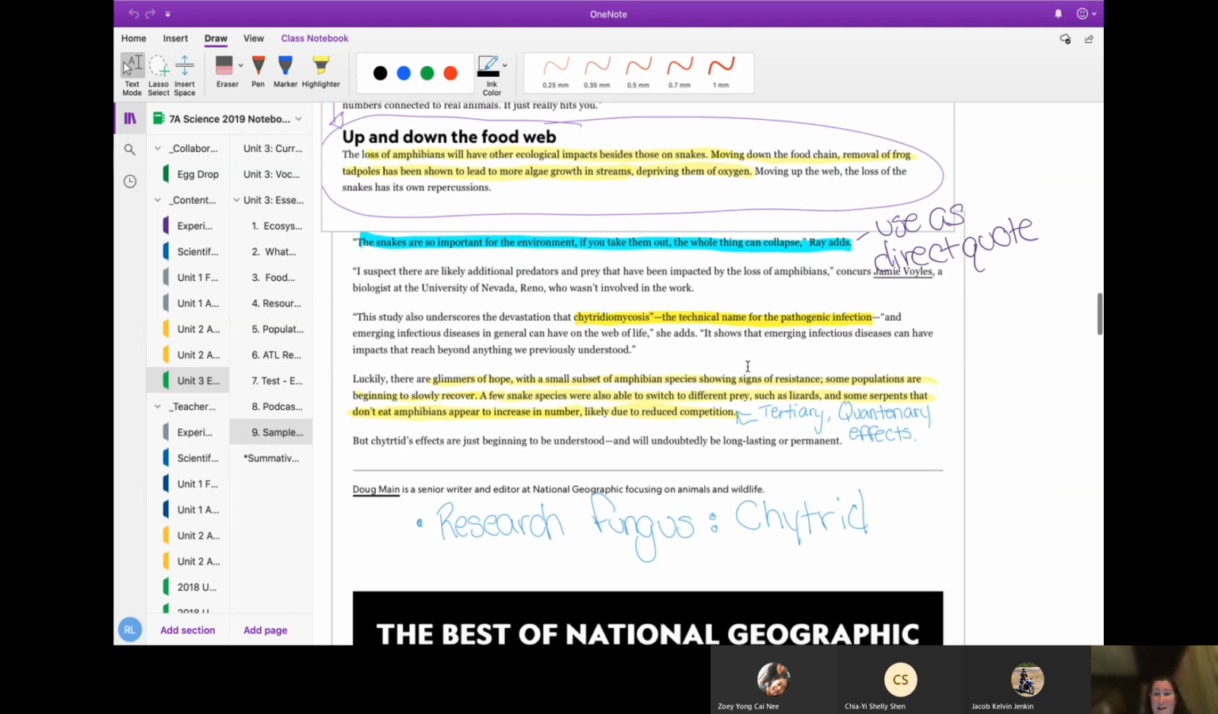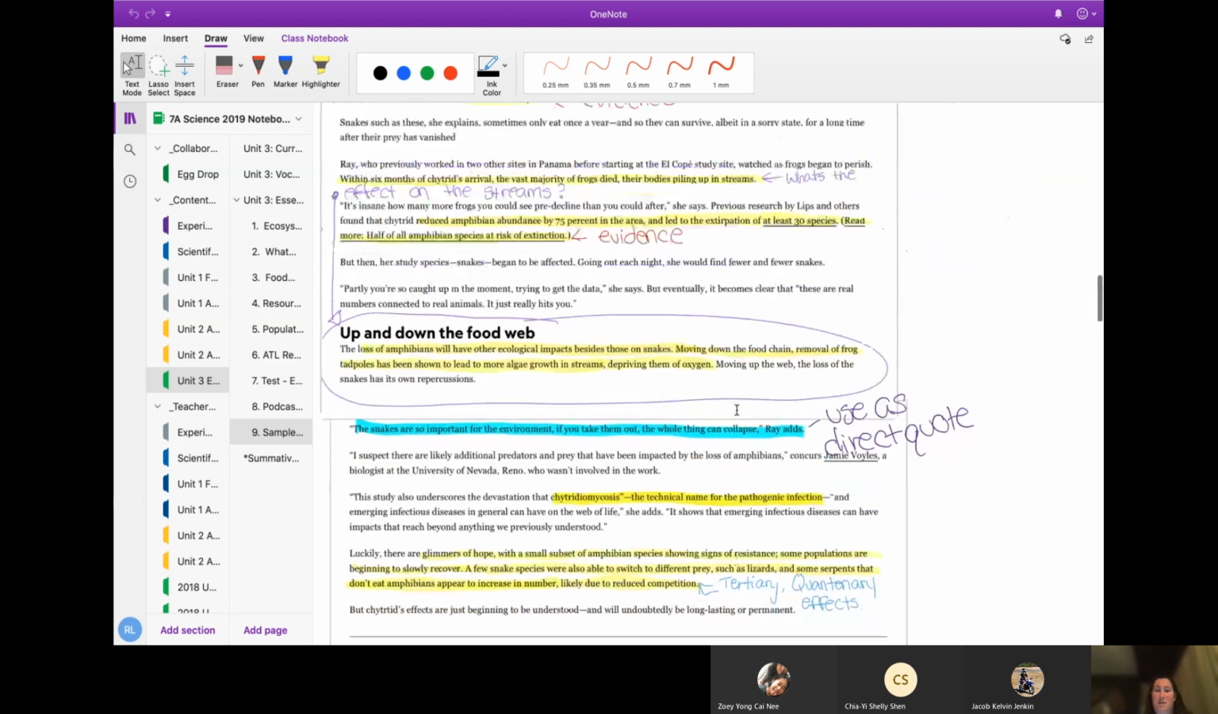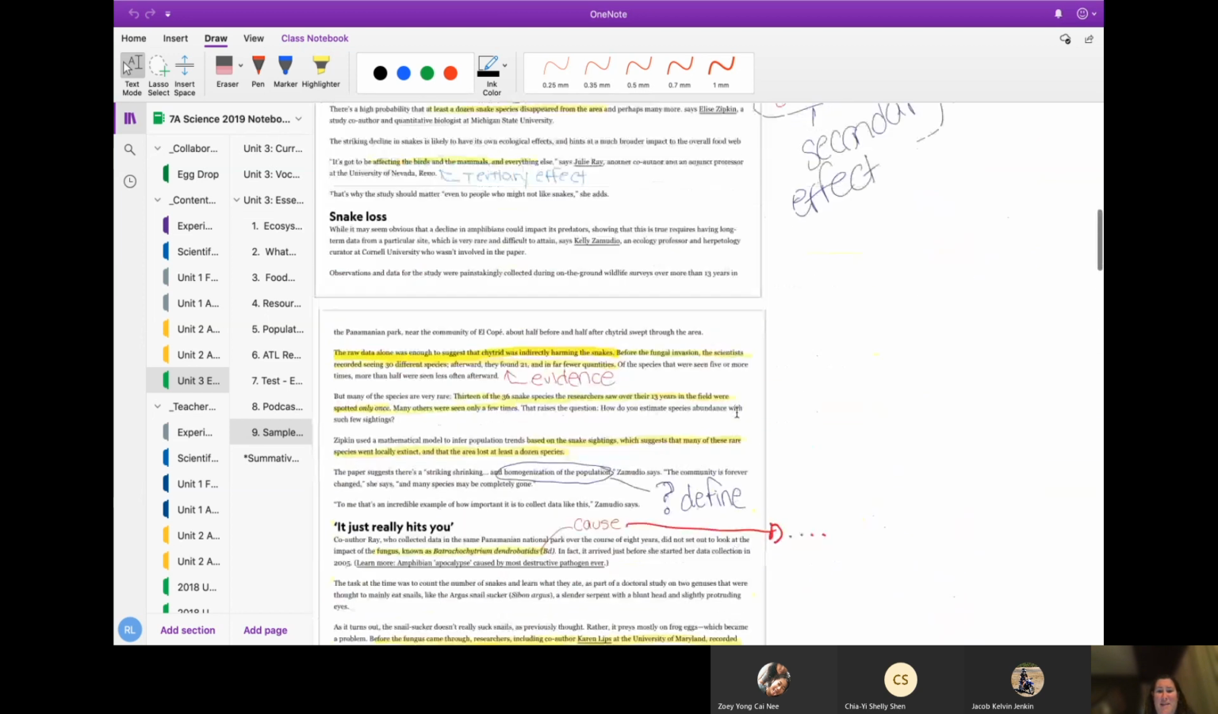So again, I'm just kind of highlighting facts. I'm identifying cause and effects. I'm pointing out what is evidence. So that's kind of how I would do annotations. Any questions about annotations?